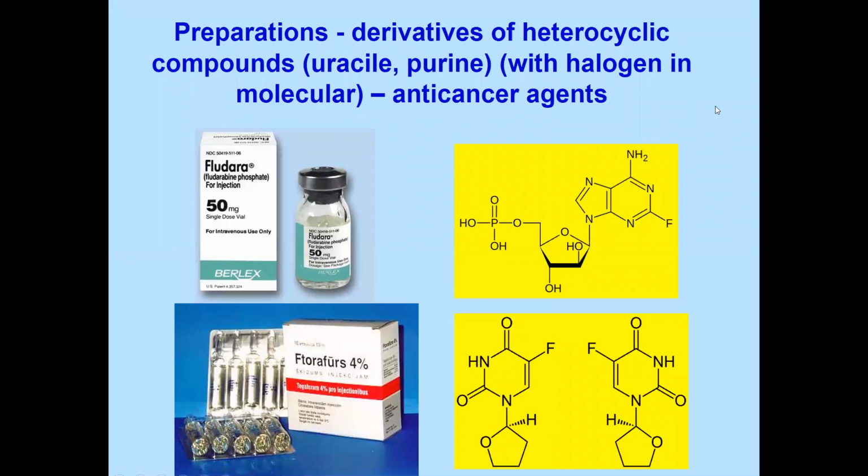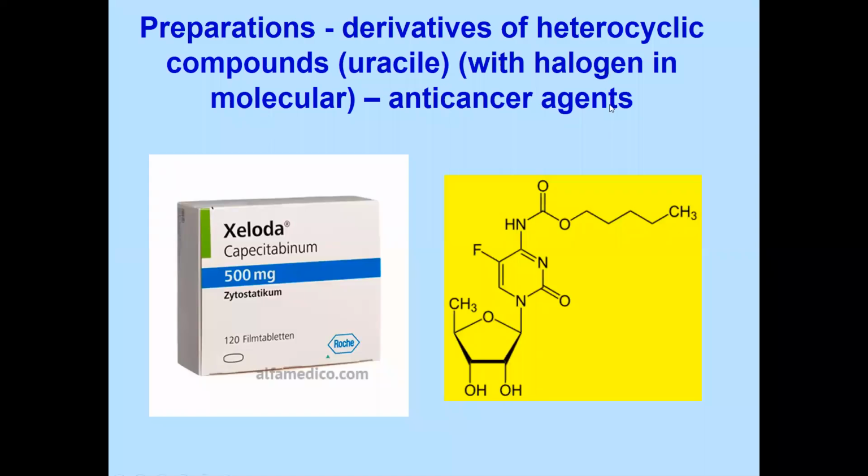Preparations, derivatives of heterocyclic compounds, uracil, purine, with halogen in the molecule, are anti-cancer agents, for example Fludara, fluorouracil. Preparations, derivatives of heterocyclic compounds, uracil, with halogen in the molecule, anti-cancer agents, for example Xeloda.